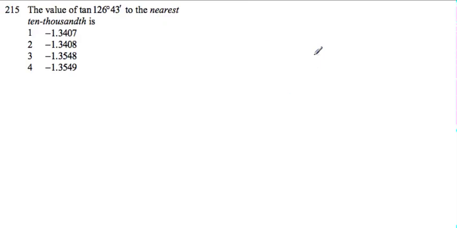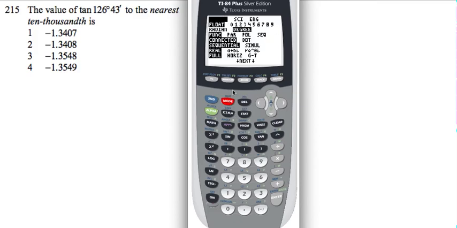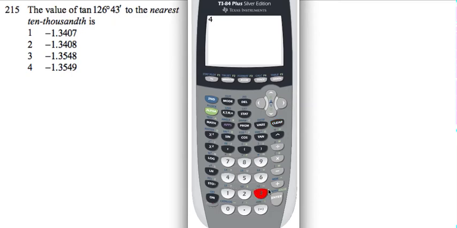Let's look at number 215. The value of the tangent to the nearest 10,000th. So we get the tangent of that angle, setting the mode into degrees. Now, let me clear everything here. 126 degrees and 43 minutes. To convert 43 minutes into degrees, instead of multiplying, we have to divide by 60. That will be the decimal form of the 43 minutes. Then the only thing we have to do is add 126 to that.